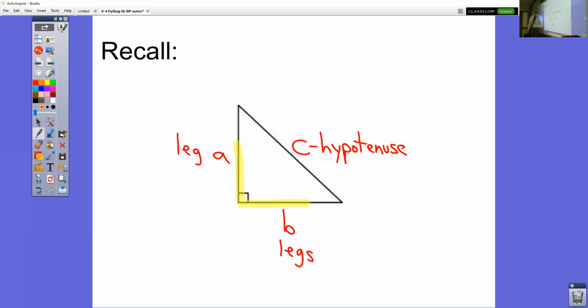Why do they call them legs? I don't know. But these are your legs, your A and your B. Your C side, which is your slanted side, is always your hypotenuse. They never differentiate between a smaller leg and a bigger leg or anything like that. It's just leg and leg. It doesn't matter A or B.